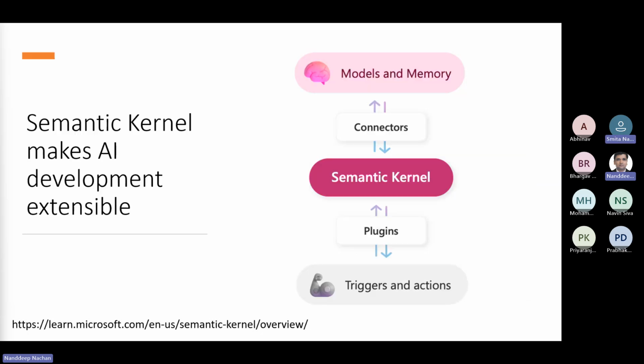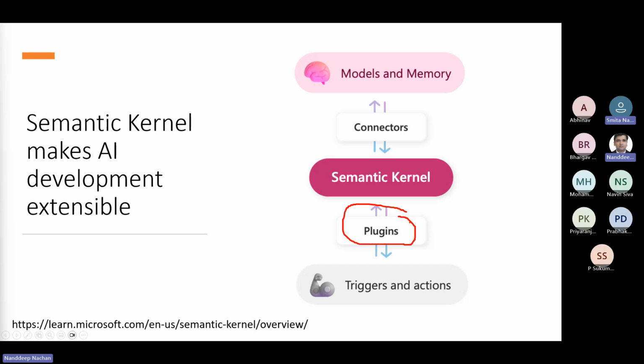Semantic Kernel makes AI development extensible, so it has been engineered to make it easy to add your existing code to your AI agent with plugins. With plugins, you can give your agents the ability to interact with the real world by calling your existing apps and services. In this way, plugins are like the arms and hands of your AI app.